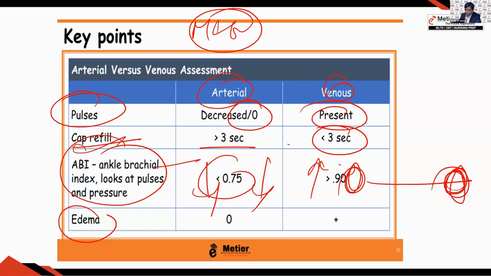But the exam question is either edema, capillary refill, or pulse. Edema will be absent in arterial disorder. In venous disorder it is present. Okay, this is another important finding.